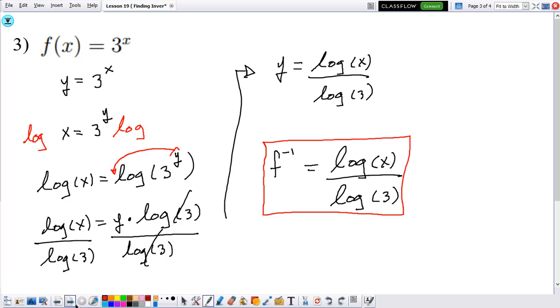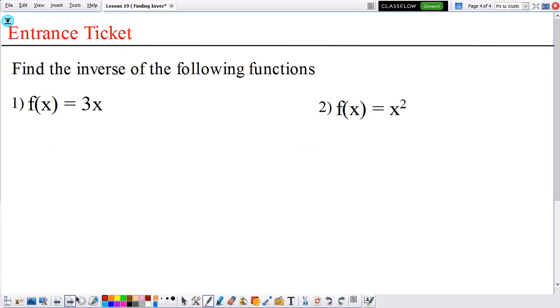Good, excellent. So now, here's your entrance ticket. Just find the inverse for the following functions.